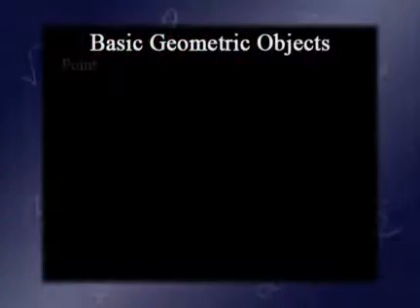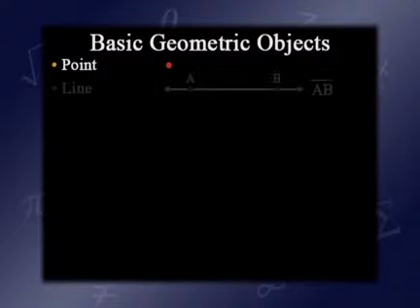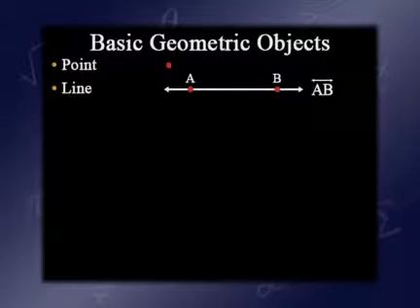So we'll begin with looking at the very basic geometric objects. Okay, let's define our vocabulary here. A point is a point. A line is something that goes between 2 points and extends infinitely in both directions. So here's points A and B, and there's the line that goes through A and B.